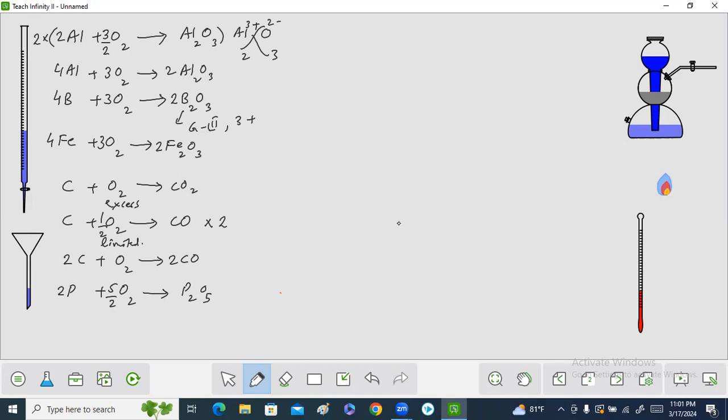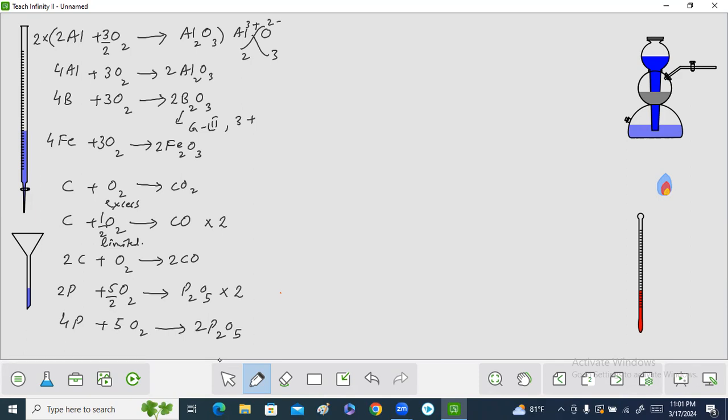But to make it a whole number, we can multiply this equation by 2. So the final balanced equation is 4P plus 5 by 2 times 2 is 5. So 5O2, then 2P2O5.